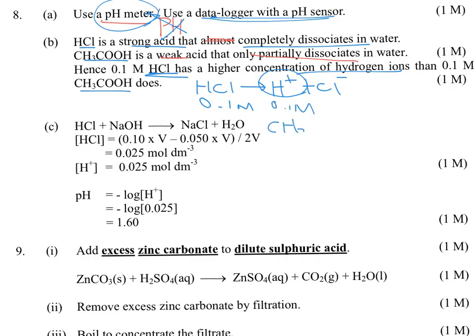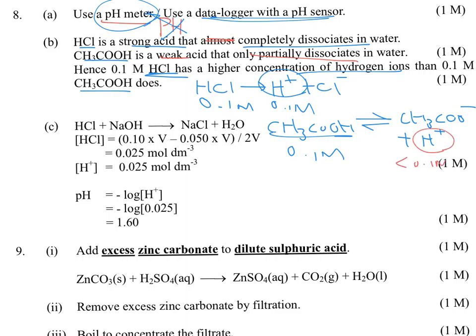However, ethanoic acid is a weak acid. That means a reversible sign, and it forms ethanoate ion and hydrogen ion. Although it's 0.1 M, the hydrogen ion concentration will be smaller than 0.1 M because not all of it dissociates. That's why the pH value is different. Hydrochloric acid has a lower pH value than ethanoic acid.